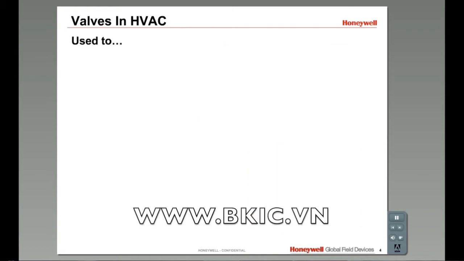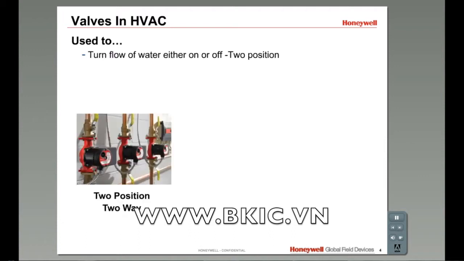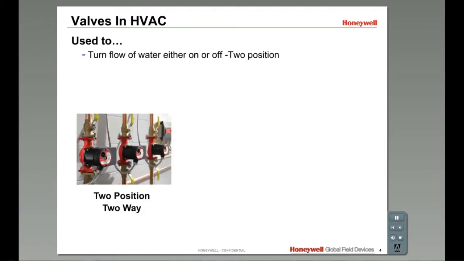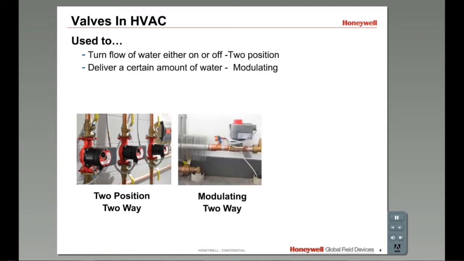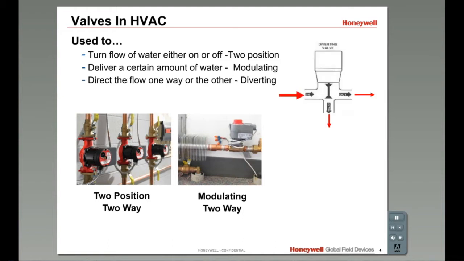Valves that simply turn flow of water on or off are called two-position valves. Modulating valves are used to deliver a certain amount of water to a heating or cooling system. Rather than simply turning the flow on or off, they can deliver partial flow to deliver just the right amount of heating or cooling.